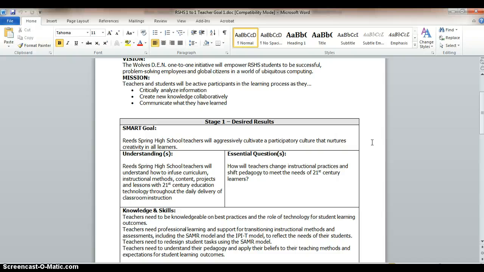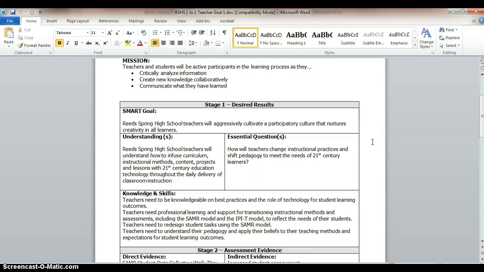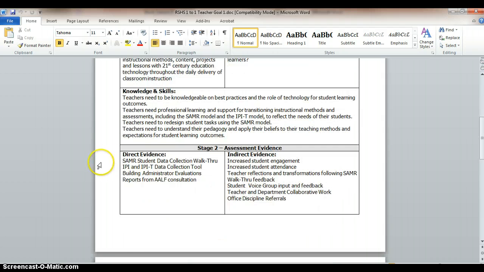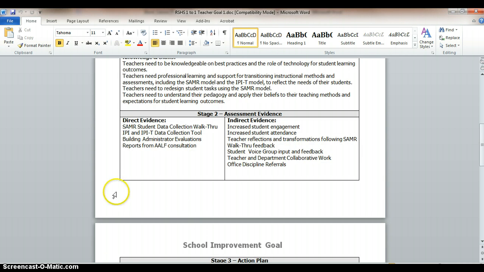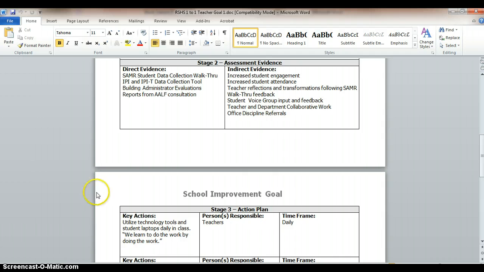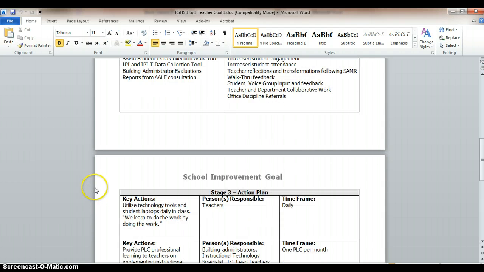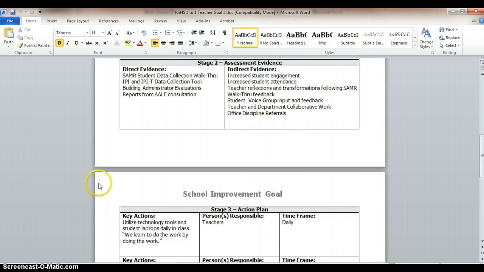If you notice right away, what you see first is the goal, an understanding that we must have in order to meet our goal, an essential question or questions that are tied to the goal, and then the skills and knowledge that you're going to need in order to complete the tasks that are associated with the goal. Moving down from there, you start to document or think about the direct and indirect evidence that's associated with your goal. And then finally, the very last thing that we do is we talk about the activities that are going to be tied to this goal.